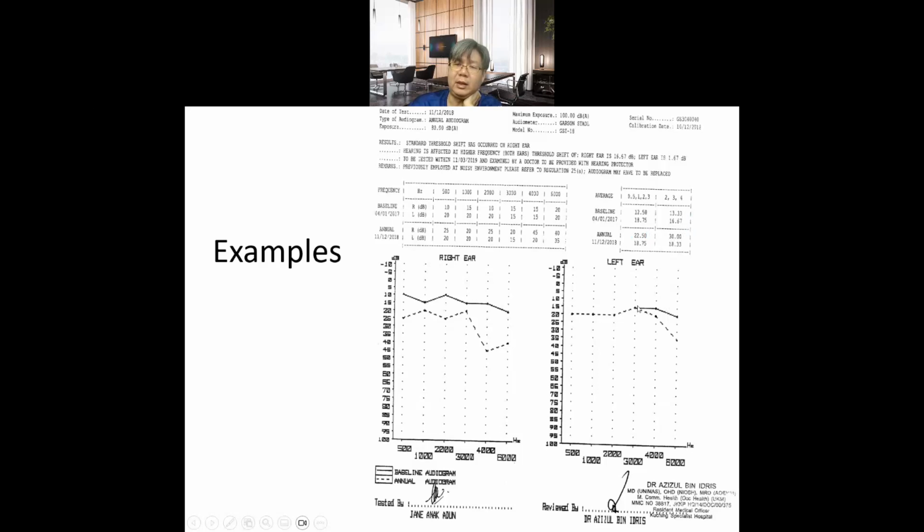If you look at the left ear, the baseline is 16.6 and the annual is 18. There is no standard threshold shift here. So only one ear has a standard threshold shift. Now for this case, again, is it a noise-induced hearing loss? Do you think so? It looks like a noise-induced hearing loss.